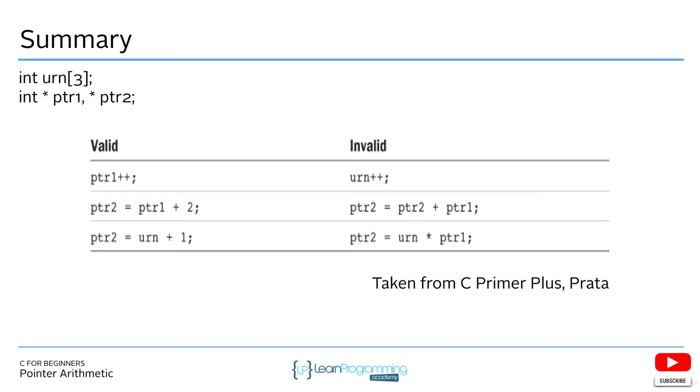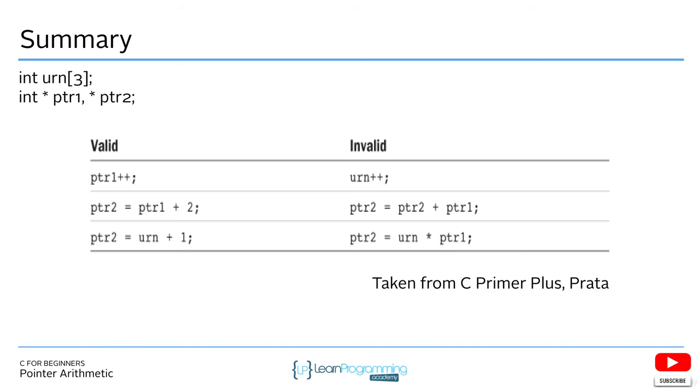So to summarize, here are some things that are valid when you use pointers and things that are not valid. So if we declare some variables here, we declare an array called earn, and it contains 3 elements, and then we declare 2 pointers. Now, on those pointers, we can do arithmetic. We can say pointer 1 plus plus. We can say pointer 2 equals pointer 1 plus 2. We can even say pointer 2 equals earn plus 1.